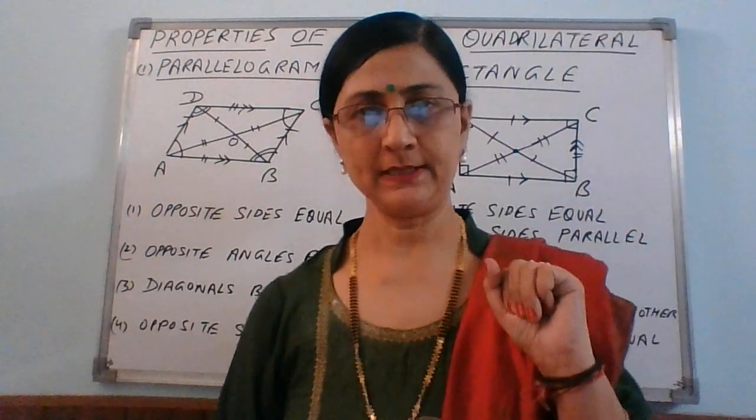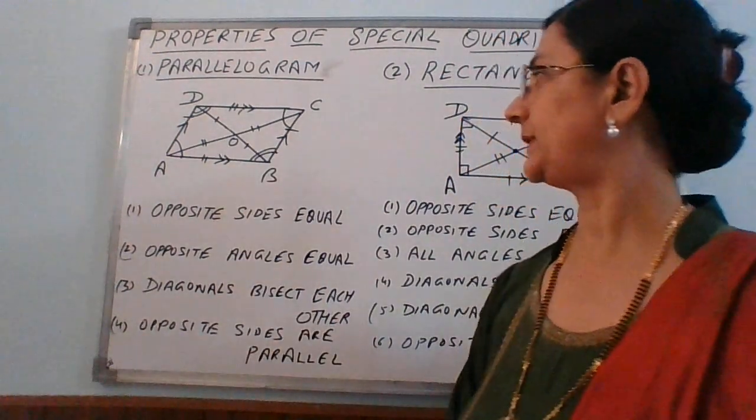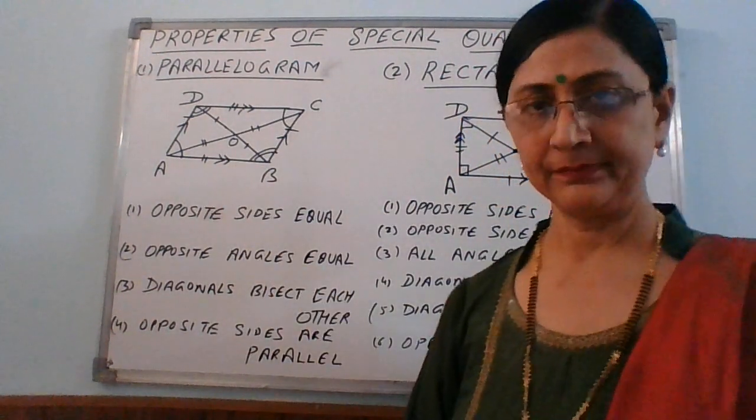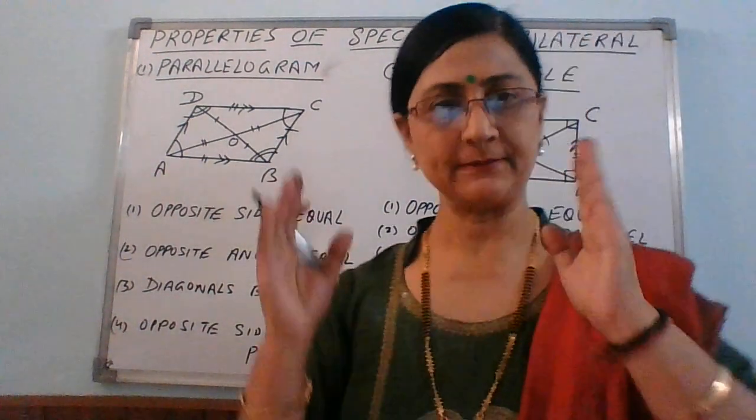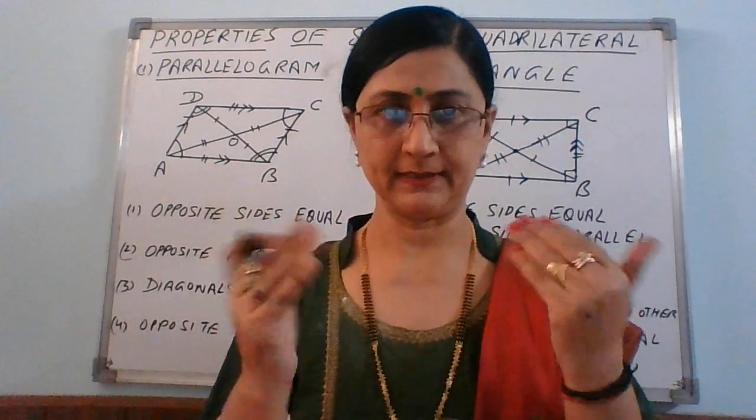These are the 4 properties which a parallelogram has, right. We should know the properties. So this type of figure is a parallelogram. The 2 opposite sides will be parallel and also equal. Only the opposite sides, right.